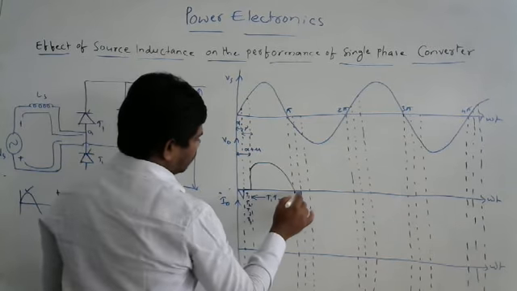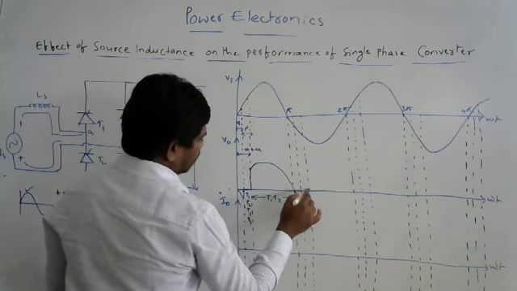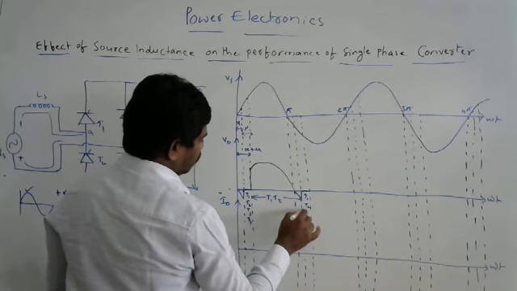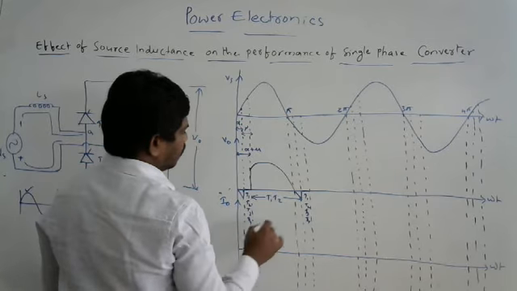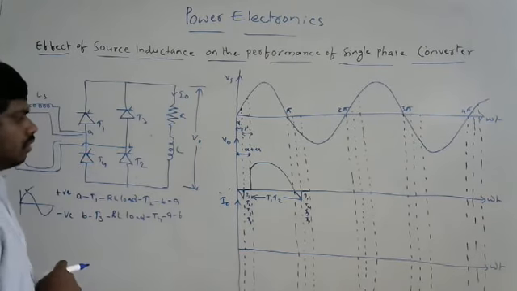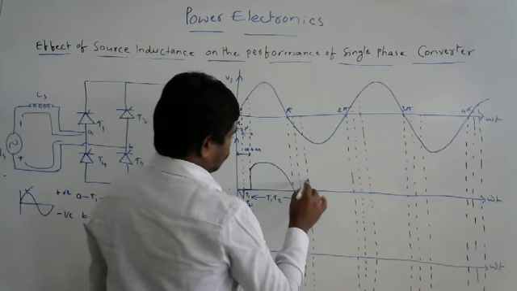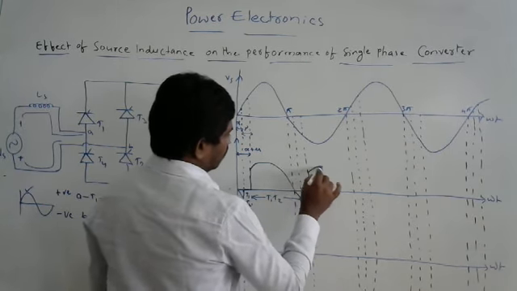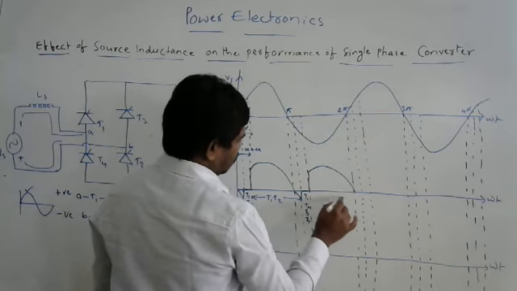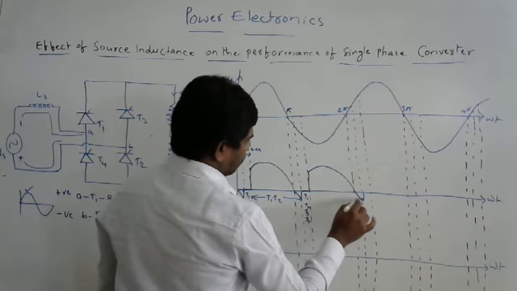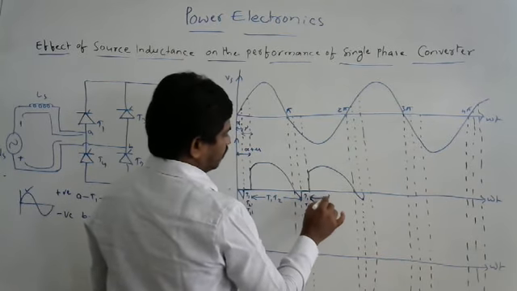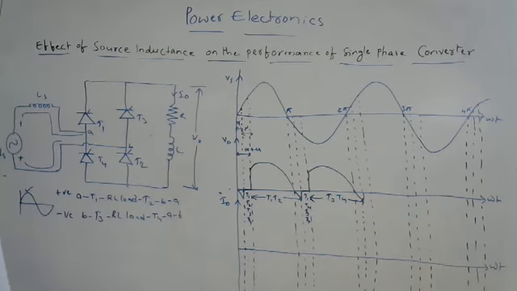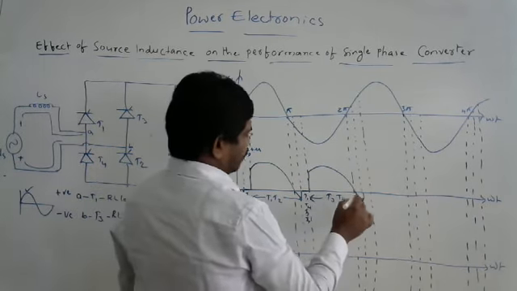But what happened here? There is a conduction of all four thyristors again, T1, T2, T3, T4 together. Due to that, there exists a short circuit and we do not get any output current or output voltage. Then again, after mu, we are getting output voltage till the next alpha. So during this period, T3, T4 conducts. Again, the second cycle repeats.